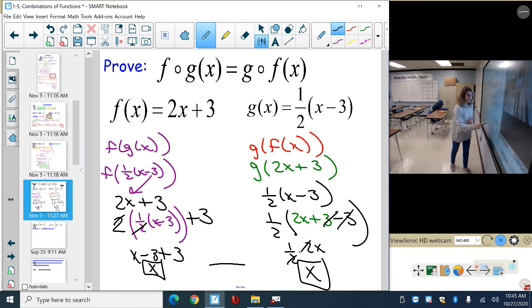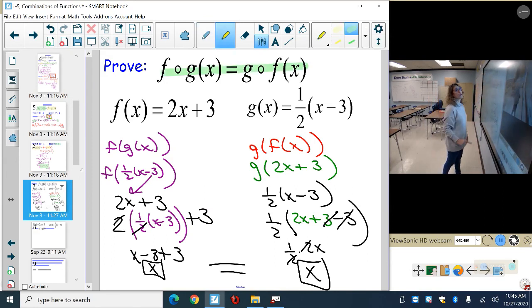So what we just proved is that f of g of x is equal to g of f of x. They both equal x. That makes us very happy. That's what the directions told us to prove.